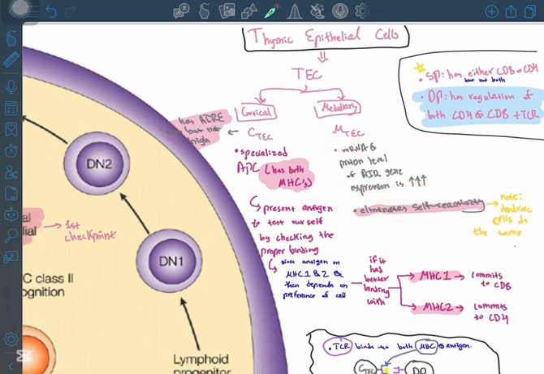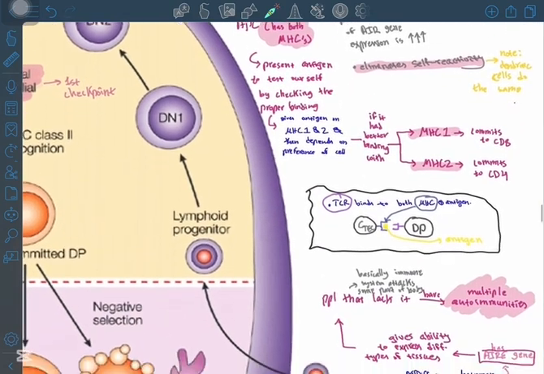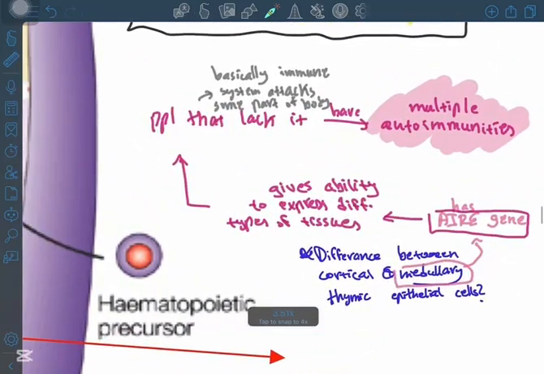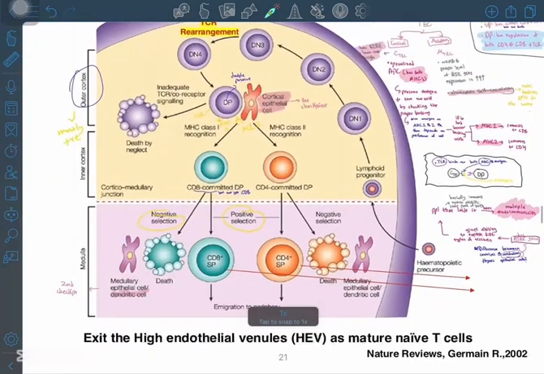Okay, is there any other cell that also does this? Yes, dendritic cells. But here we're mainly focusing on medullary thymic epithelial cells. Now, what about the AIRE gene? Tell me more about it. The AIRE gene basically gives the ability to express different types of tissues. What does this mean? When I have a T cell here, so that I can make it not attack any part of my body, the medullary thymic epithelial cell has this AIRE gene.